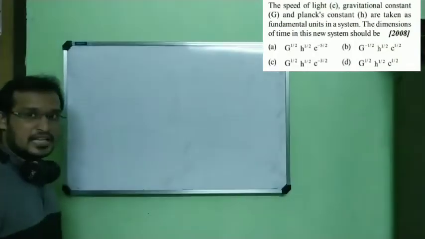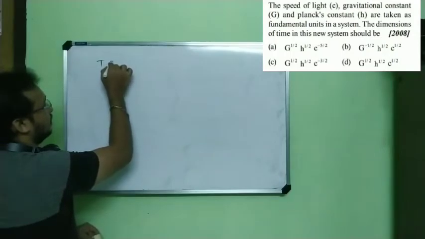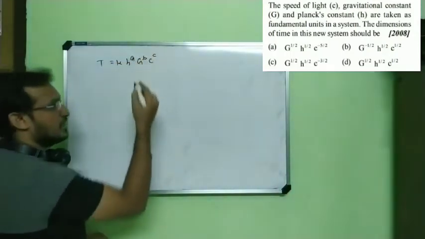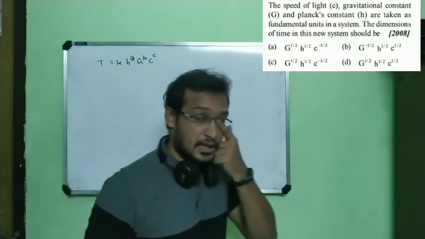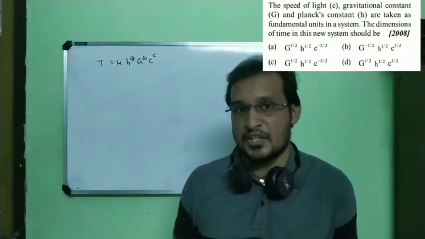See, how will you solve this equation? If this question is asked in your board exam, you will write t equal to a constant k into h raised to a, G raised to b, c raised to c, like that. And you will solve for the values of a, b, c. You will get 3 equations, 3 unknowns. You have to solve for a, b, c and substitute like that. It will be time consuming, right?